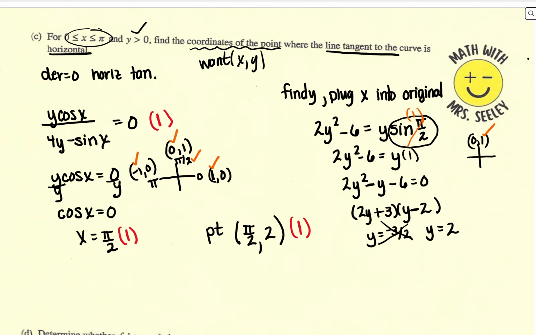That is the point right there where the line tangent to the curve is horizontal. That's what the question asks for. So we'll just tell them that's what we found.